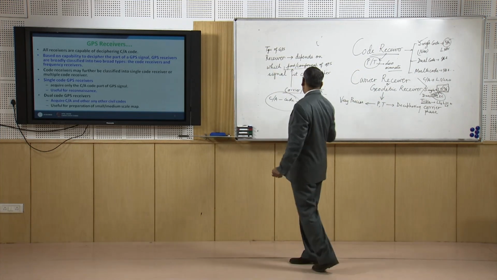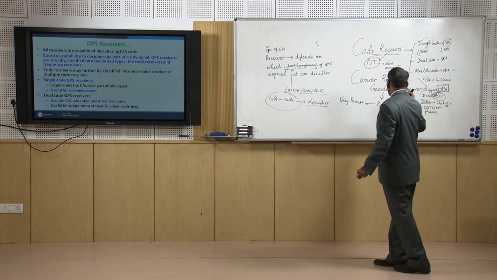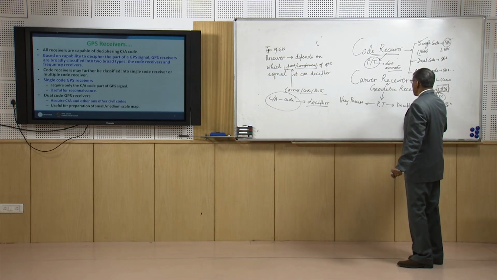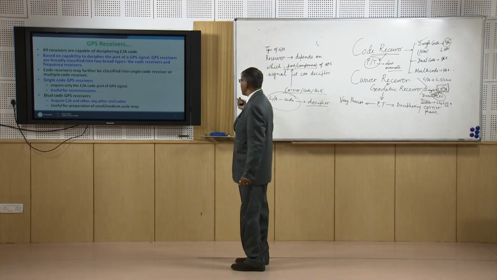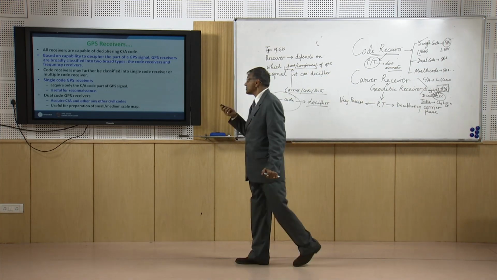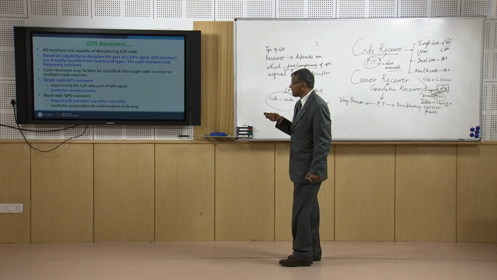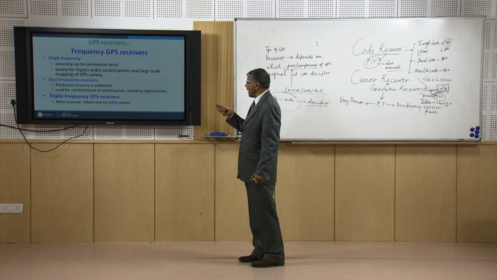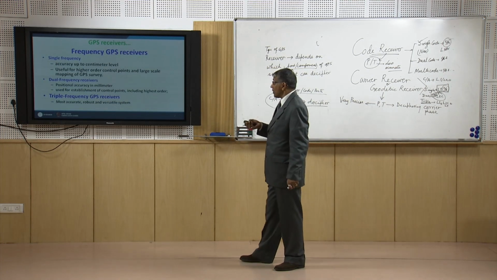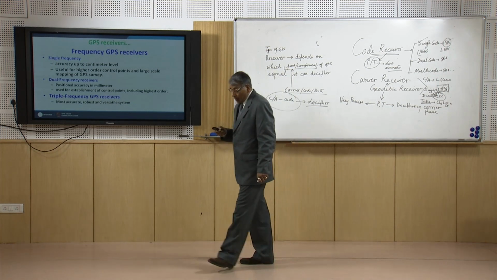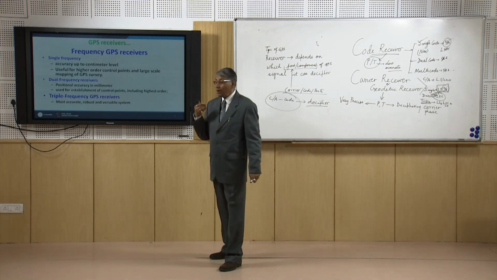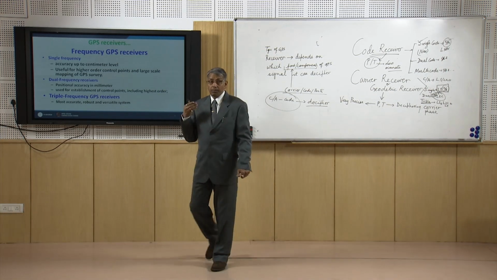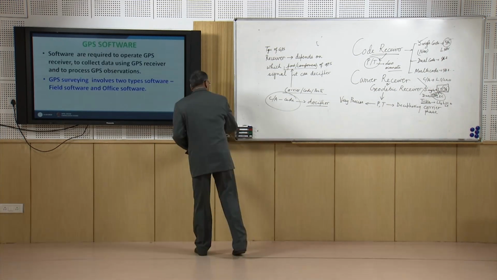So depending upon the capability of deciphering the parts of the signal, we will be able to say which receiver has what type of capability, and depending upon that we can decide which type of receiver we should use for a particular purpose.